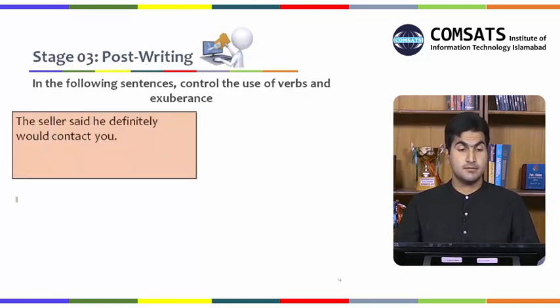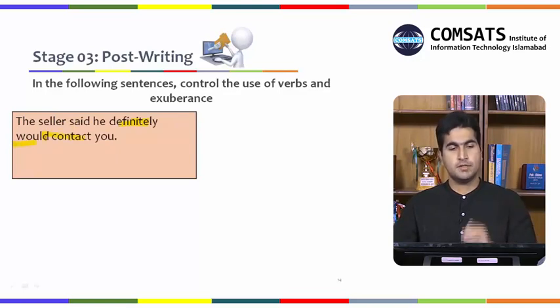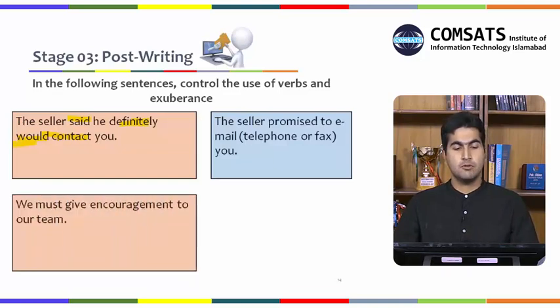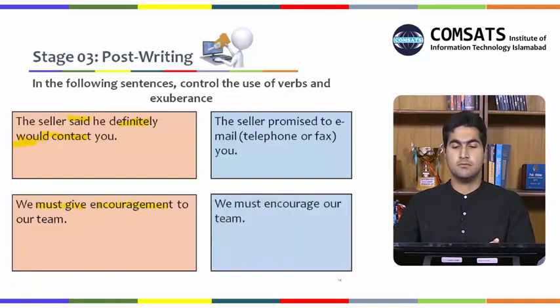"The seller said that he definitely would contact you." So many verbs: said, would, and contact. "The seller promised to email, telephone, or fax you." Story is over. Very brief, by simply controlling the use of verbs. "We must give encouragement to our team." "We must encourage our team." So why give encouragement when you can simply encourage your team?